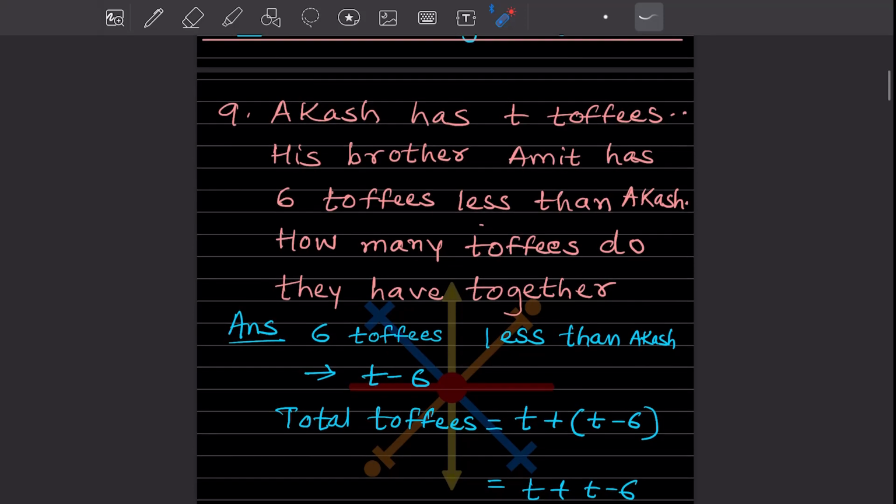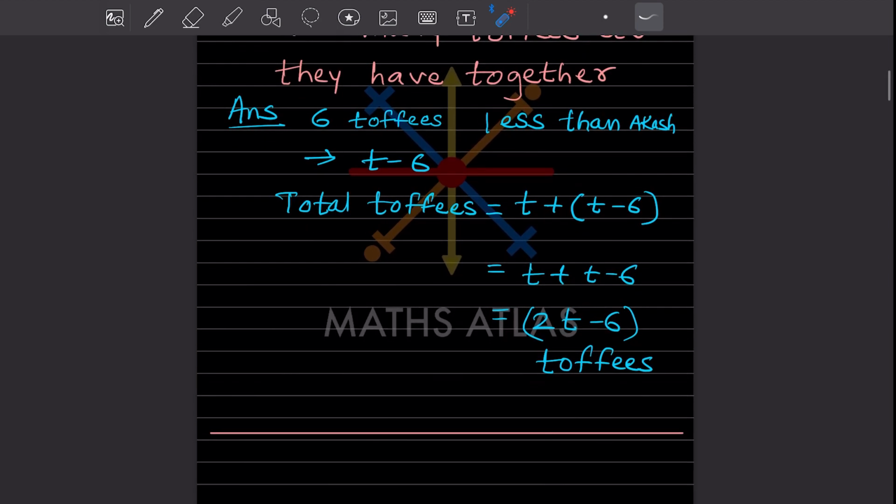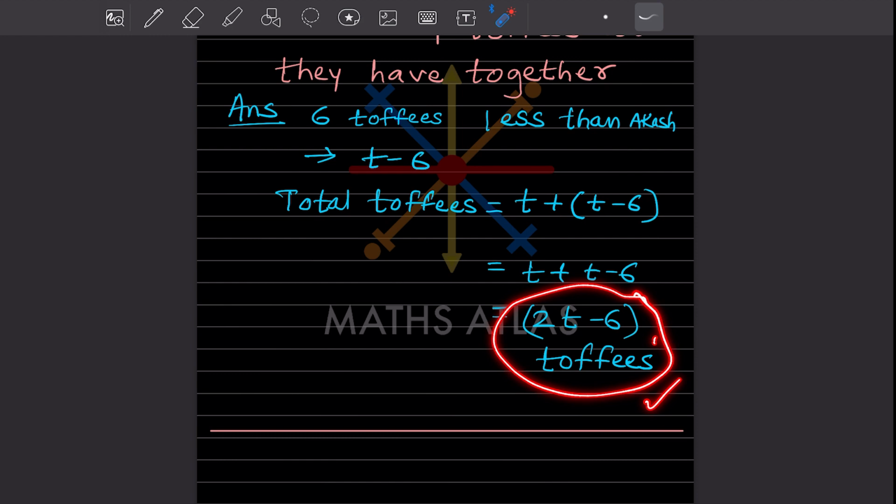Now see here, Akash has T trophies and his brother Amit has 6 trophies less than Akash. How many trophies do they have together? Akash has T trophies, and 6 trophies less than Akash means it is going to be less, so T minus 6. Now look at the total trophies. Akash has T trophies and Amit has T minus 6. When you add, you remove the brackets: T plus T minus 6. T plus T means 2T minus 6. Hope this is clear to you.